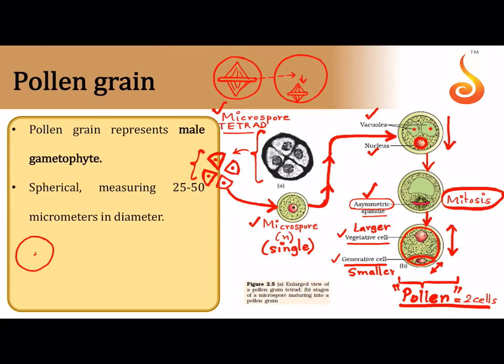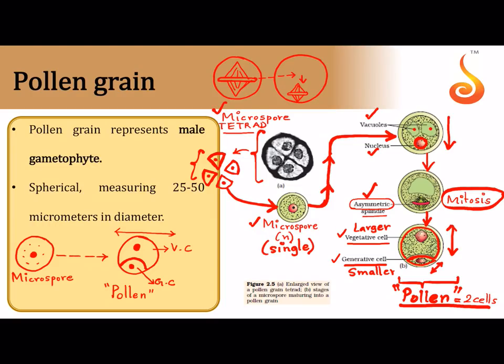So you saw how a microspore, which had only one nucleus in it, has transformed itself into a pollen grain which has two cells in it: a larger cell, which is called the vegetative cell, and a smaller cell, which is referred to as the generative cell. So this is a pollen. This two-celled structure is the pollen, and this is the microspore. So now we saw how the microspore develops into a two-celled structure, a cell which has another cell inside, which is referred to as the pollen grain.